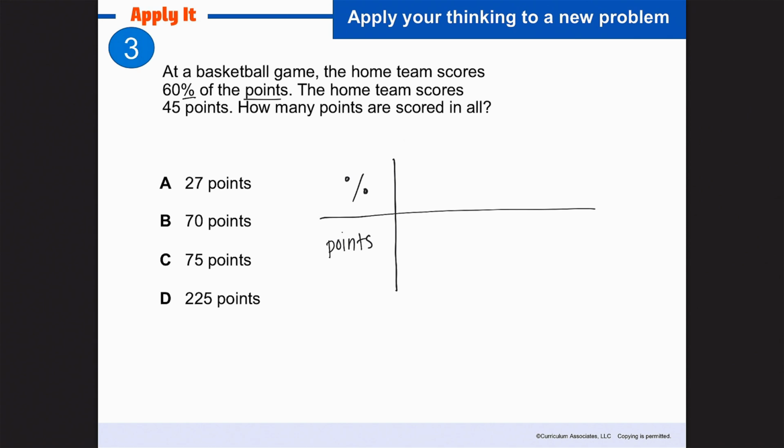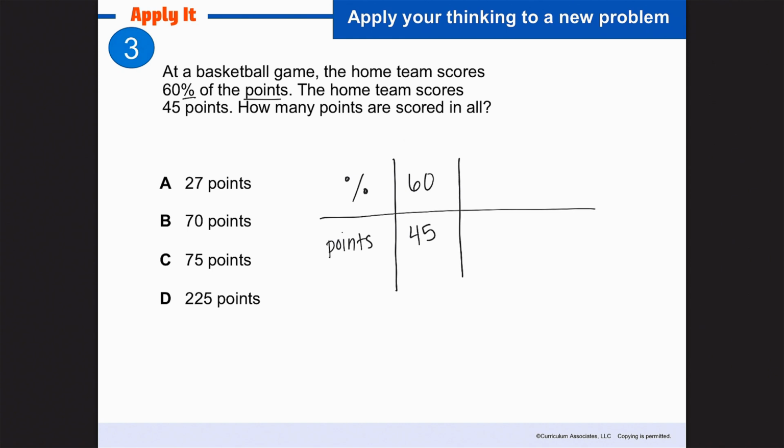At a basketball game, the home team scores 60% of the points. The home team scores 45 points. How many points are scored in all? Okay, so we want to find out how many points total. We're starting off with 60%, okay? And 60% is 45 points, right?